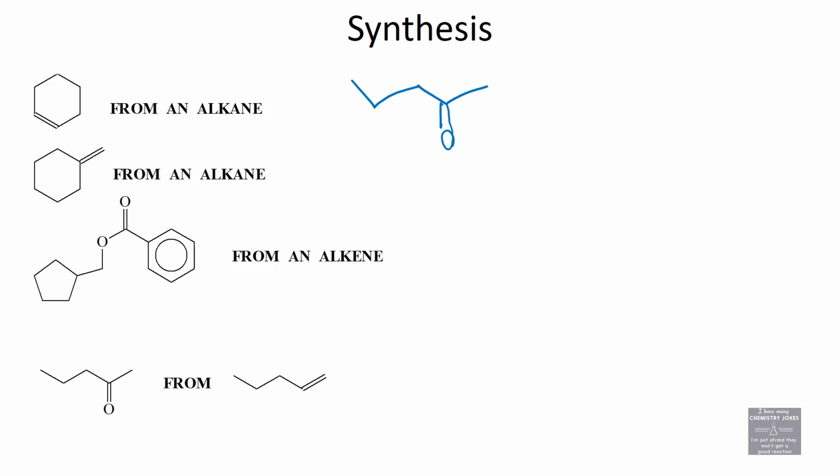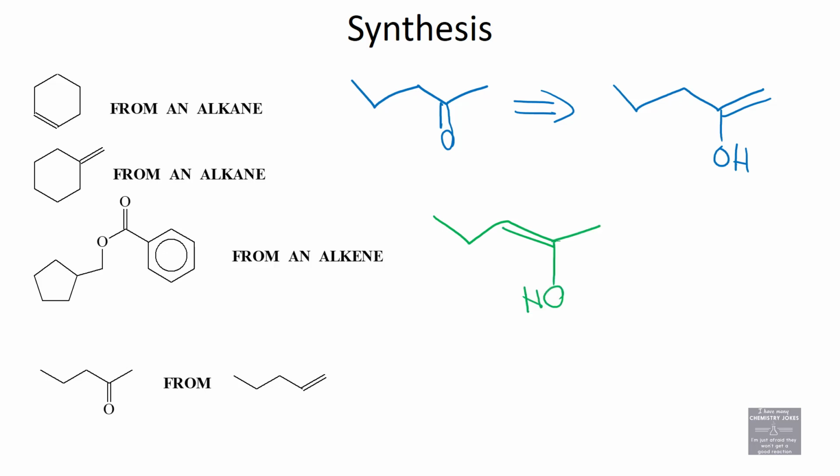I remember that ketones, that's what this is, right? I remember that ketones can tautomerize. So if I think backwards a little bit, that ketone could have been this enol that tautomerized to make that ketone, or it could have been this enol that tautomerized to that ketone. Is there a right one and a wrong one?